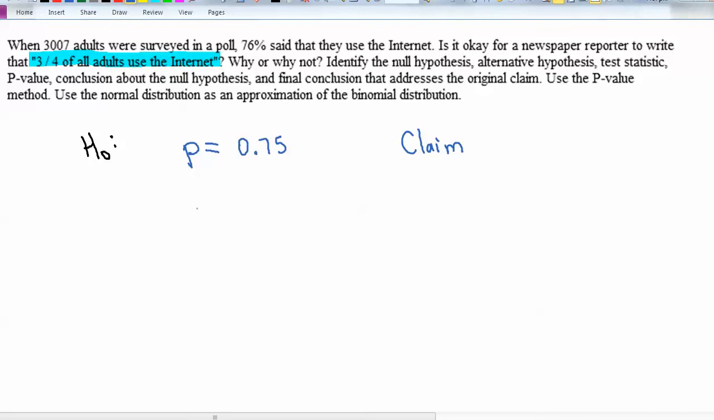And when that is not true, what would be true is it's either going to be less than that or greater than that. So it's not equal. If it's not equal, then our alternative statement, the differing statement, is going to be telling us to use two tails. Two-tail test.